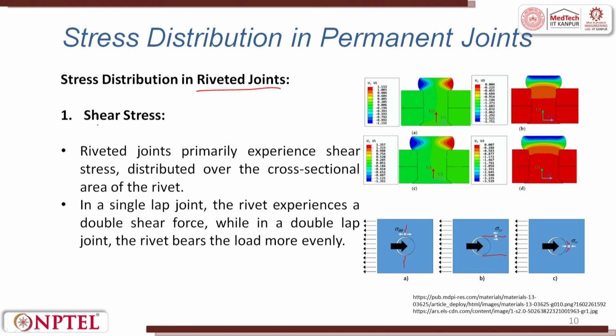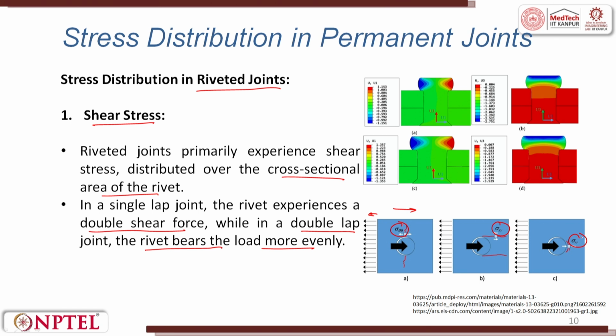Next is the stress distribution in riveted joints. Here it is showing shear stress. Riveted joints primarily experience shear stress distributed over the cross sectional area of the rivet. In a single lap joint, the rivet experiences a single shear force, while in a double lap joint the rivet bears load more evenly. So, it depends upon what kind of load is there. Stress distribution is also like this. You can see in this direction stress is there and here the stresses are going. So, this is sigma theta theta, sigma xy, sigma rr. The stress is distributed in this direction.